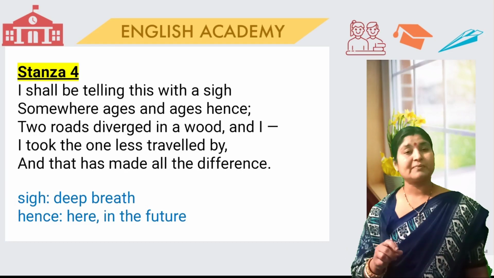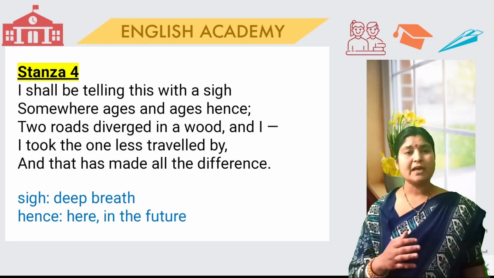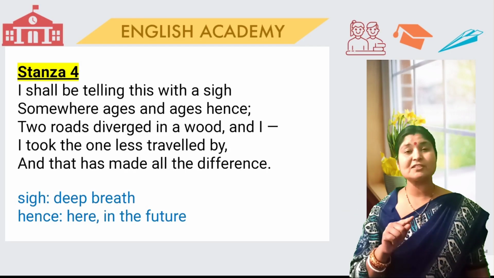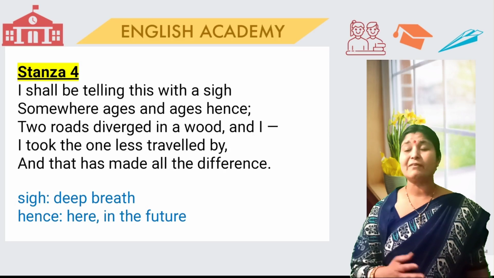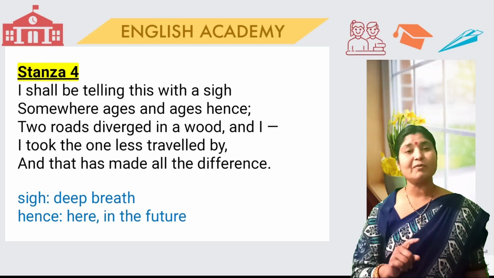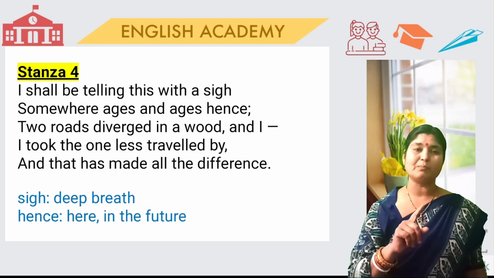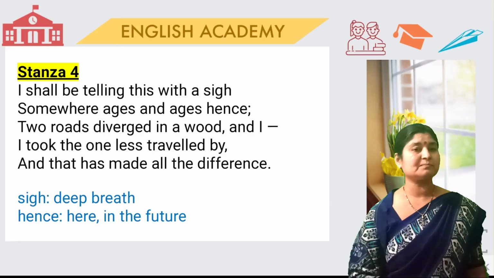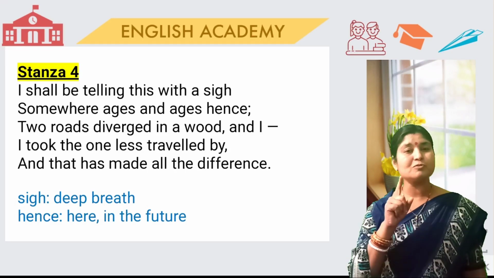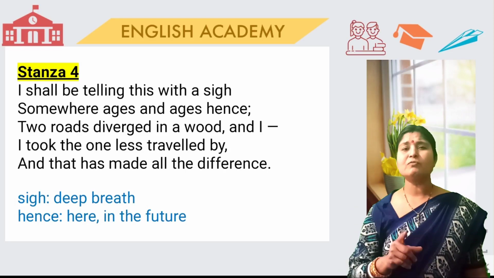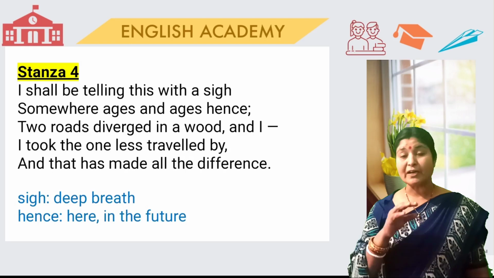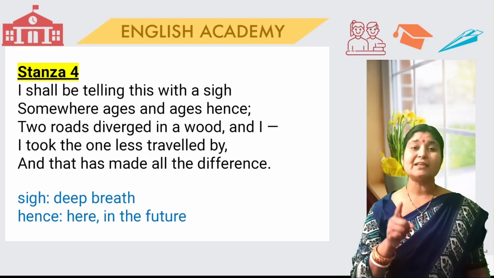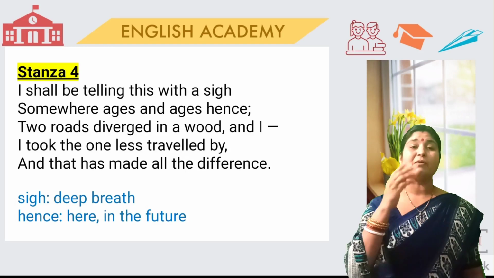So in this fourth stanza, he says that in the future, he will take a deep breath and say that once upon a time, he had reached such a point in life that there were two options for him, and he traveled on that road which had been traveled upon by a lesser number of people. The decision decided his future. Similarly, in future, when you grow up, you will say that once upon a time, when you were a young boy, you had two options or many options. The choice that you made decides what you become.